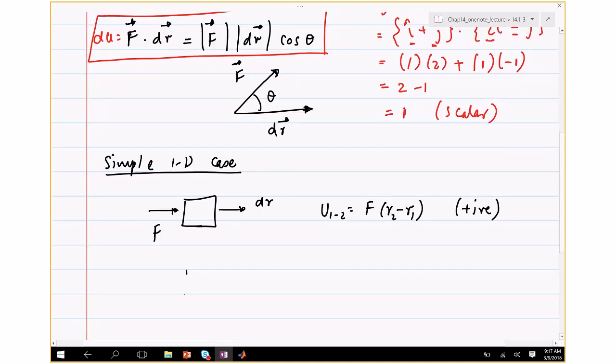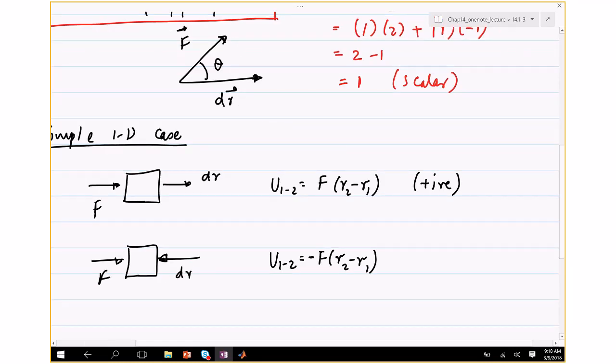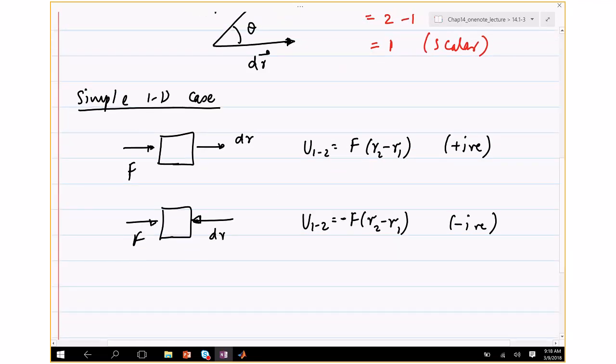If, however, the force is applied to the right but the motion is to the left, and this happens, for example, with gravity, right? Sometimes the block has a velocity upwards, so even though mg is acting downwards, the motion is upwards. So in this case the magnitude is the same, but the sign is negative, because the work done is negative.